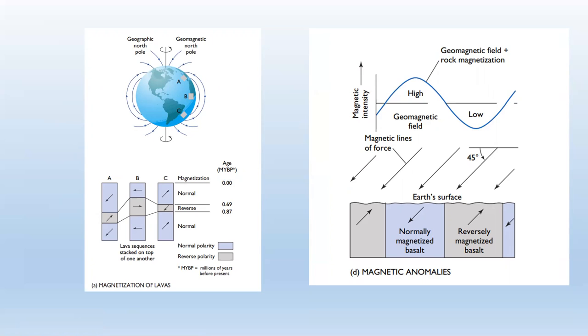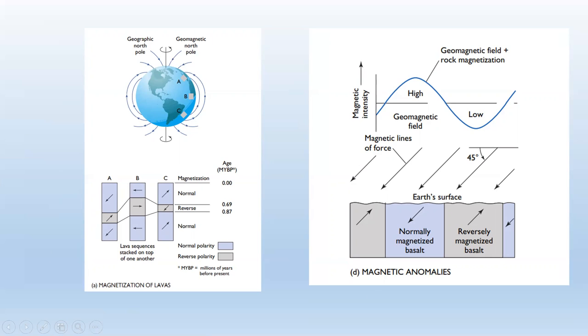So all these normal and reverse magnetization stripes represent the magnetic pole of that time when that magma erupted and cooled, and they take the thermal remnant magnetization of that time, and they represent the geomagnetic pole position of that time. So this is the magnetization of lavas in this diagram we are showing.